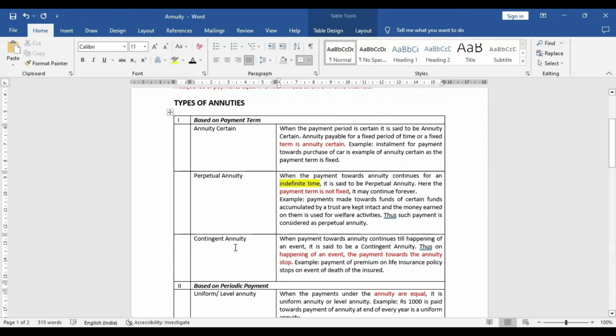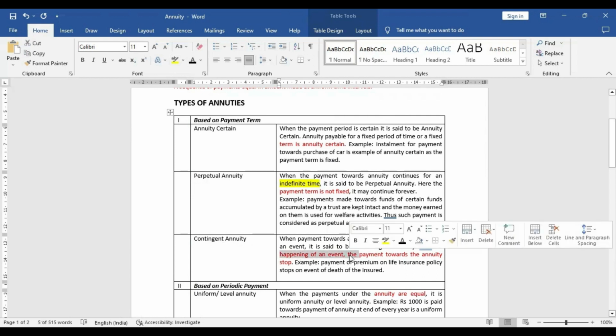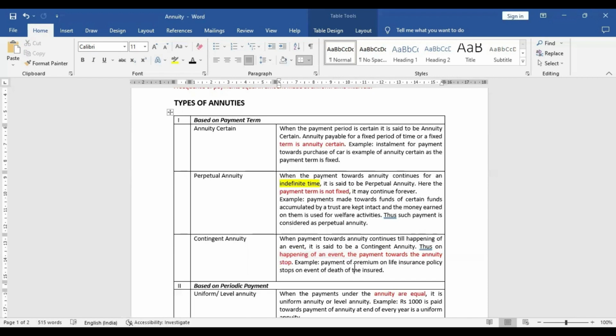And contingent annuity works where the happening of an event is going to take place. Suppose a person has purchased a life insurance policy, and the policy is going to stop due to the happening of an event, that is the death of the insured. That is a contingent annuity.